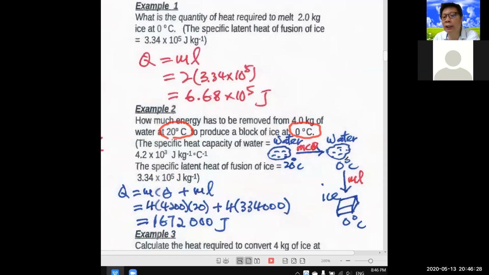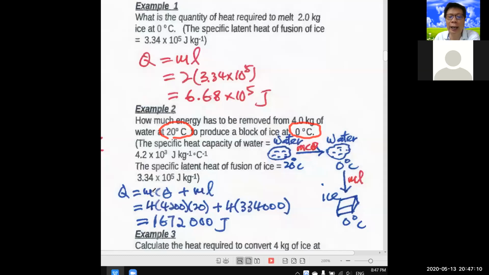Another one is when the water has cooled down to 0 degrees, and now slowly the water freezes to become ice. Now a change in state happens from liquid water to solid ice, but the temperature remains the same, 0 degrees. The cold water is 0 degrees, and the ice is also 0 degrees. This involves a change in state from liquid to solid, but no change in temperature, so it's latent heat, mL. So in total, you take mcθ plus mL. Okay, you can copy from here now.